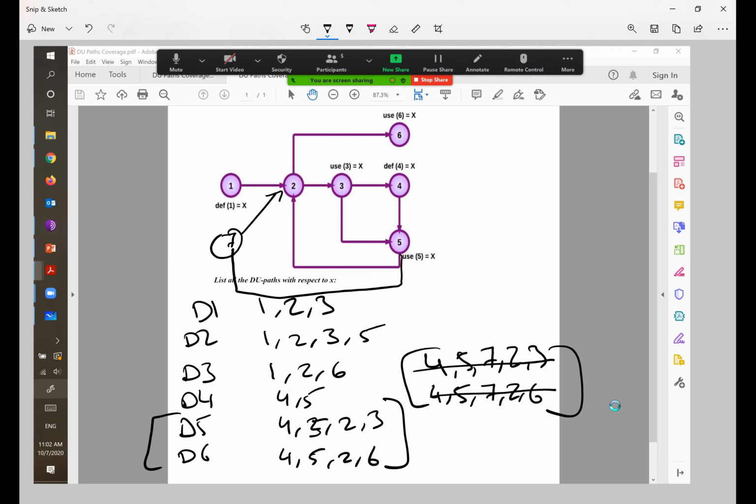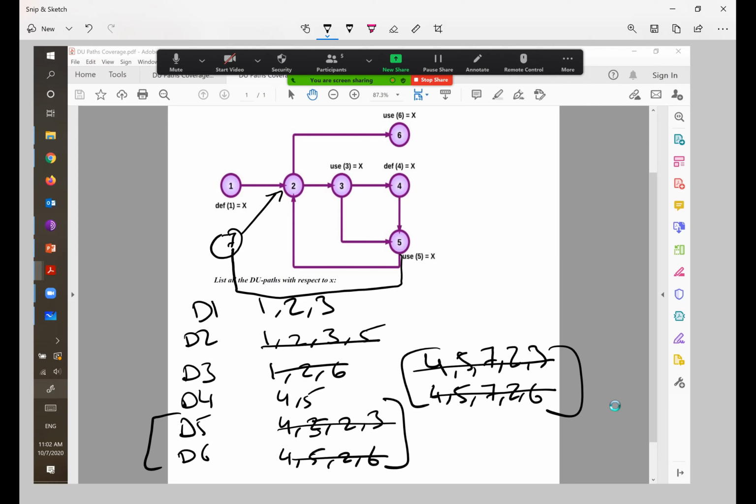which would I cross out if I wanted the minimum set of test requirements to satisfy all defs coverage? Okay, say what? D1 and D4. Tell me which ones you have to cross out. D2, D3. D5 and D6, okay? That's right.